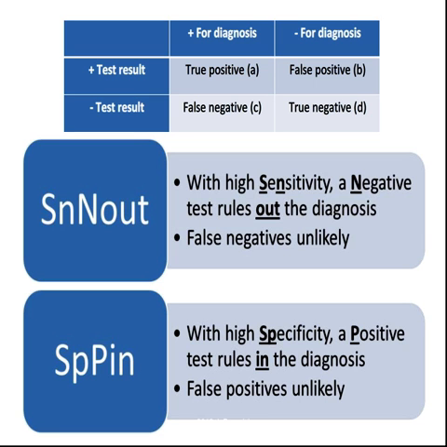Then on the other one, for SpPin, we say that it means with high specificity, a positive test rules in the diagnosis, simply because false positives, or quadrant B, are unlikely when you have high specificity. So when a positive result is obtained in the test, whether it's Ober or something else, the clinician can say with confidence that the condition can be ruled in because those false positives in quadrant B are going to be unlikely when you have high specificity.